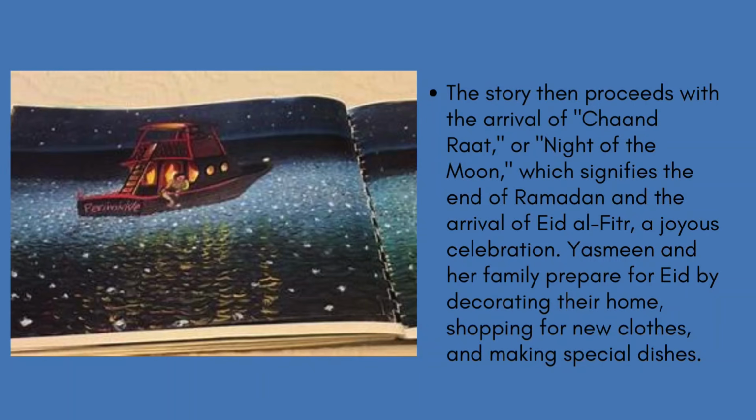The story then proceeds with the arrival of Chand Raat, or Night of the Moon, which signifies the end of Ramadan and the arrival of Eid al-Fitr, a joyous celebration. Yasmin and her family prepare for Eid by decorating their home, shopping for new clothes, and making special dishes.